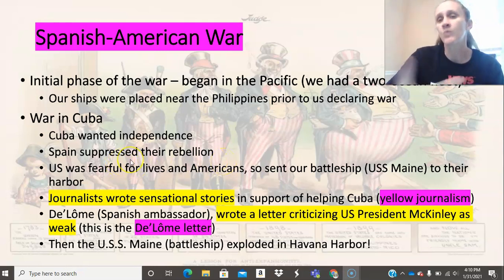The problem was that we had Americans that lived in Cuba, so the U.S. was fearful for the lives of Americans, so we sent ships down to Cuba. More specifically, we sent the battleship, the USS Maine, to the harbor in Cuba, or Havana's harbor, okay?